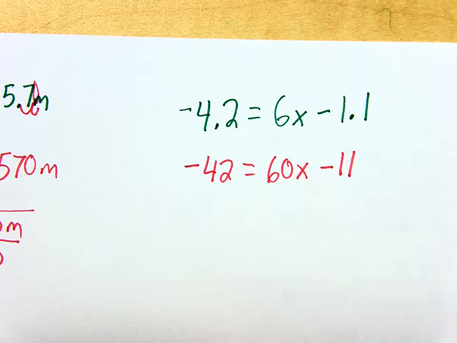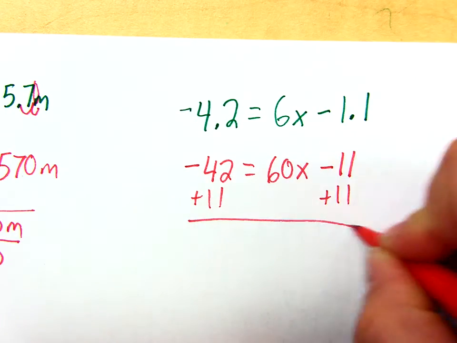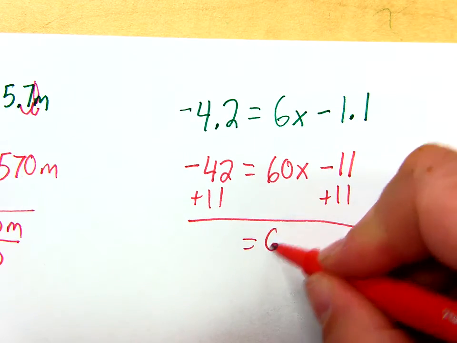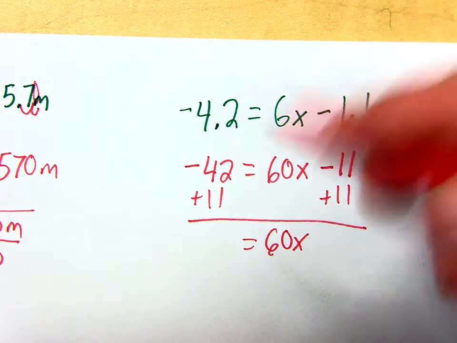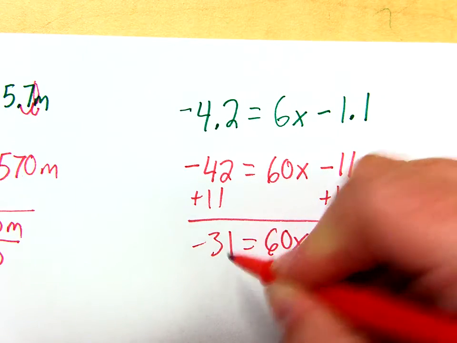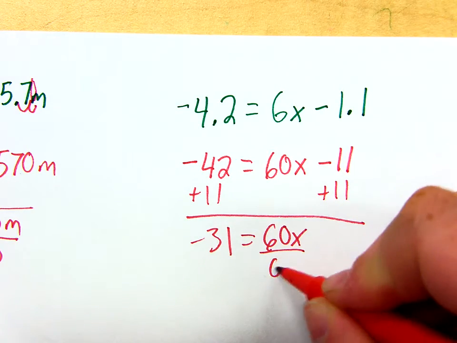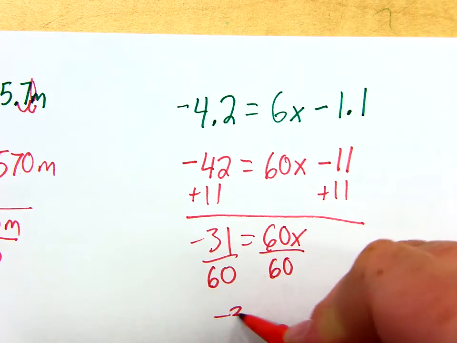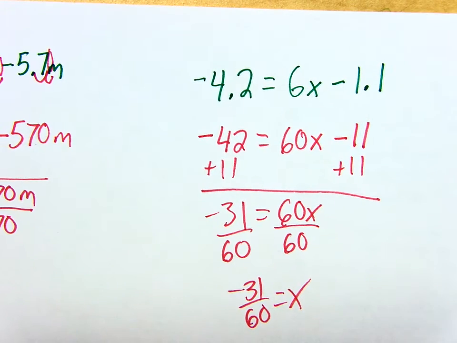Is that a yes somewhere in there? Good. I would now add 11, add 11. Negative 42 plus 11, what's that? Someone said it, I heard it. Careful, they're different signs, so you really gotta subtract them. Negative 31 is right, and then all I have to do is divide by 60. So I get negative 31 over 60. And I'm done.